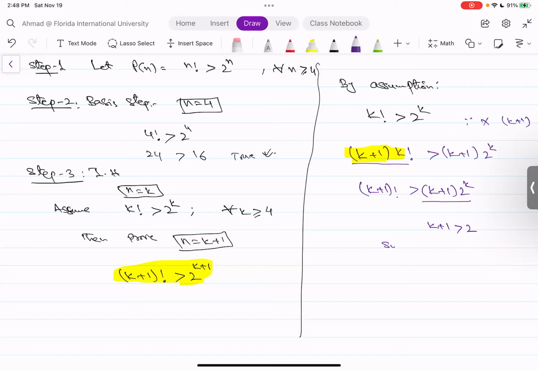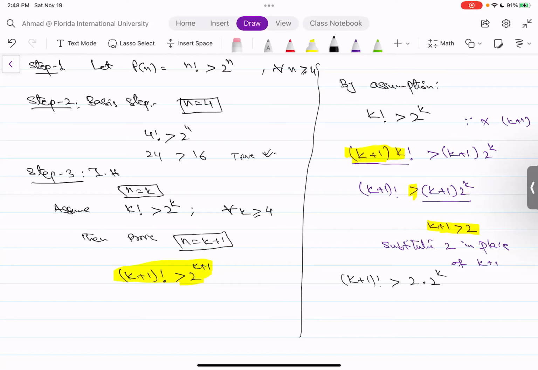So substitute 2 in place of k plus 1, right? The reason is because this k plus 1 is greater than 2 and we are solving it for the greater than sign, so we can do that. So what I'm going to do now is, this is going to be k plus 1 factorial greater than 2 times 2^k, right? So that's what we have got now.